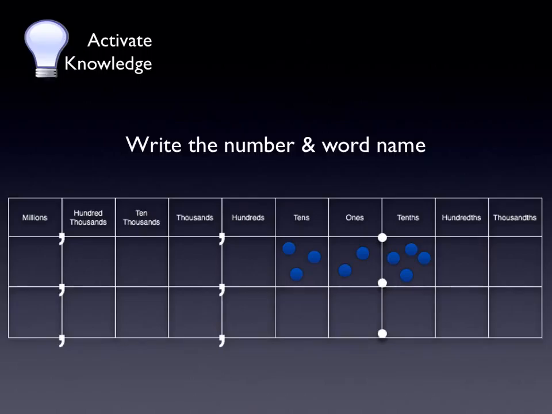All right, let's do some quick review with our place value chart. So we've got some colored discs in the place value chart, and we're just going to convert those to a number and a word name. So we're going to put 3 in the tens, 2 in the ones, and 4 in the tenths. So our number is going to be 32 and 4/10.